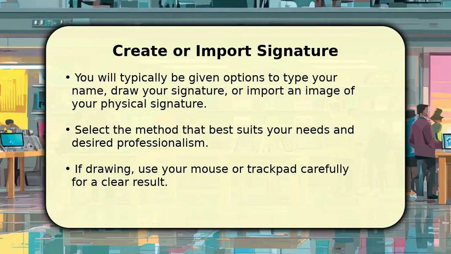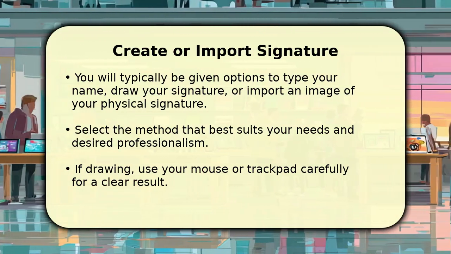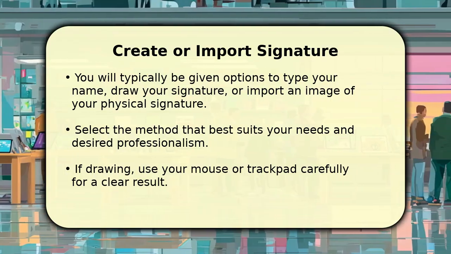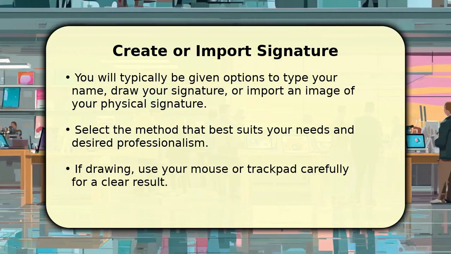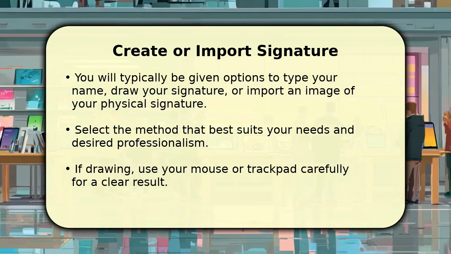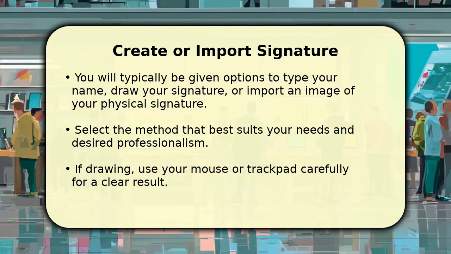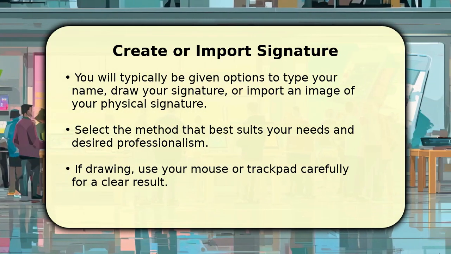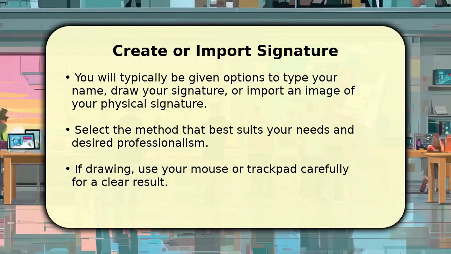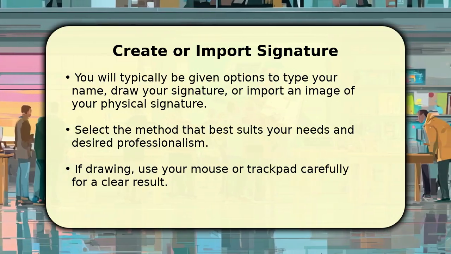Now, you will choose how to generate your signature. Most software offers three main options: typing your name in a signature font, digitally drawing your signature using your mouse or trackpad, or uploading an existing image file of your handwritten signature. Consider which method will provide the most authentic and clear representation for your document. Carefully execute your chosen option, ensuring precision and readability. This step creates the digital asset you will place.